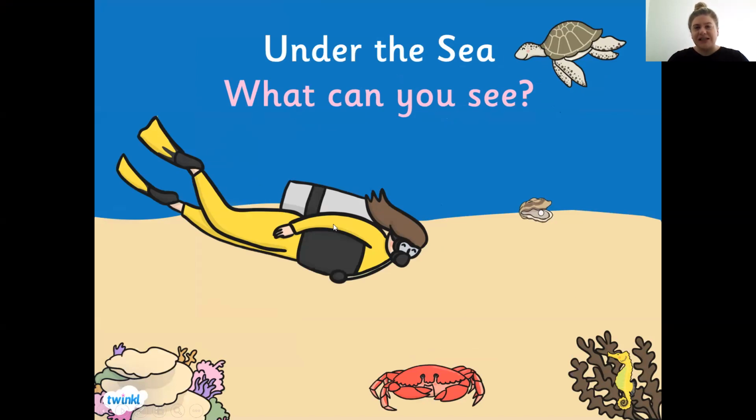Okay, so on this first page here, you can see a diver, and then at the bottom, we've got a crab, and I can see a seahorse in the corner here, and also at the top, I can see a sea turtle, and here we've got a shell, and inside the shell, it looks like there's an egg in the shell, doesn't it? I wonder what that's going to grow into.